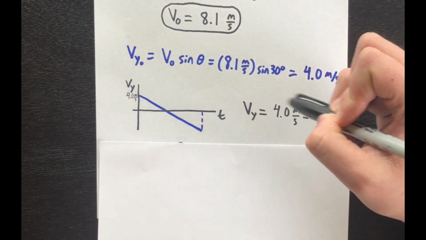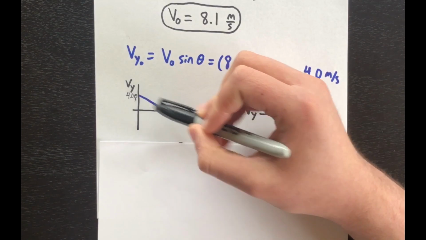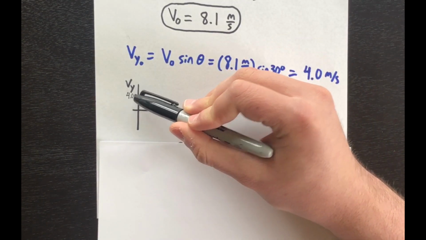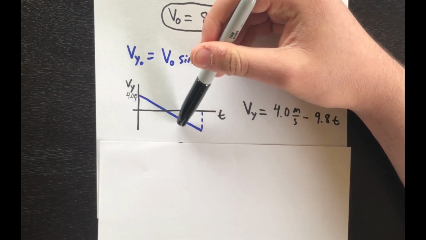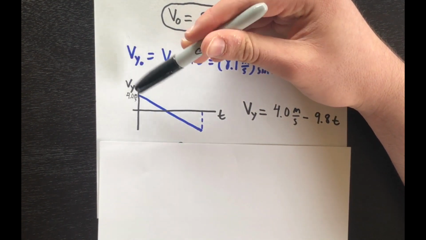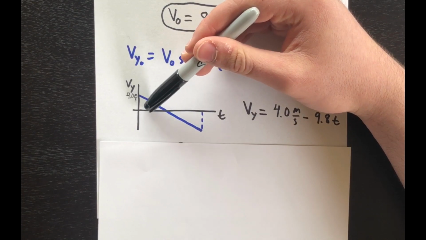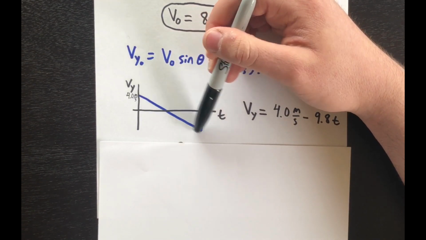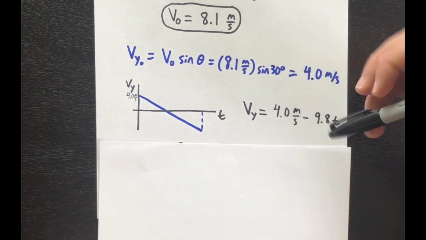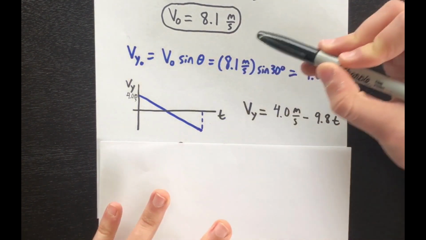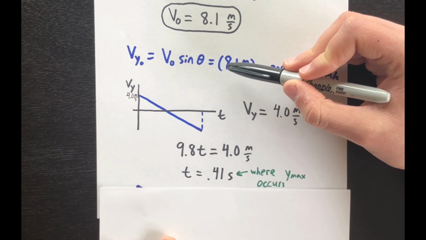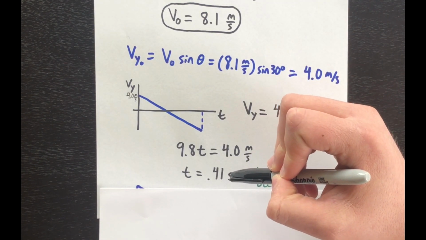We can write a simple linear equation for this line. The vertical intercept is 4 meters per second, and the slope, as we determined earlier, is g, or 9.8, negative in this case, since we're thinking of upwards as positive. So it's going to be negative 9.8 t. If we set this equation equal to 0, we can find out where this max occurs. And we find that it's t equals 0.41 seconds.